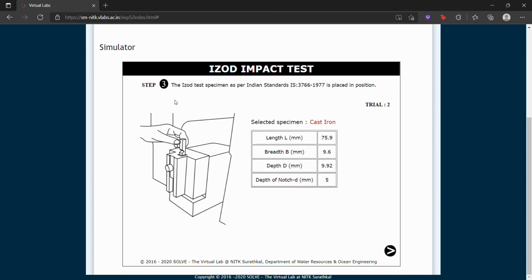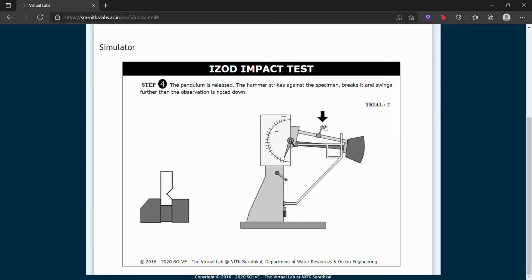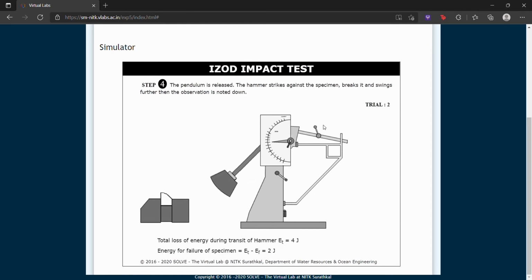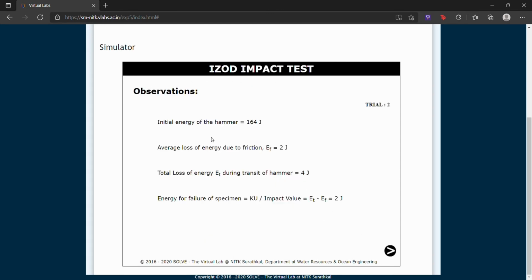For the next step, we repeat the same step, which is step 3, for the second trial. Then step 4, the pendulum is released again. The hammer strikes the specimen again, breaks it, and swings further. Then the observation is noted down. So these are the observations for the second trial.